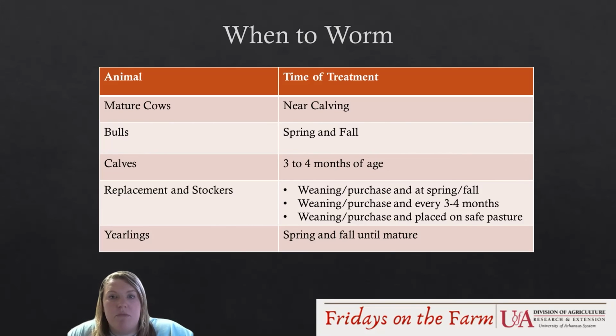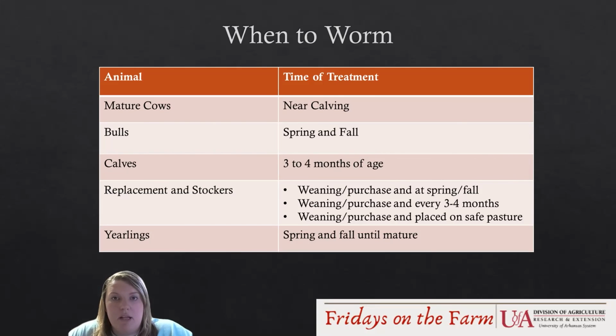Our bulls, we want to worm them in the spring and the fall. Those calves, we want to get them up around 3 to 4 months of age and give them their first round. Remember, our younger calves are the ones that are most easily affected. And so with that, we get our replacements and stockers. Depending on what your goals are, what kind of system you have, is going to kind of dictate how often you need to worm them.